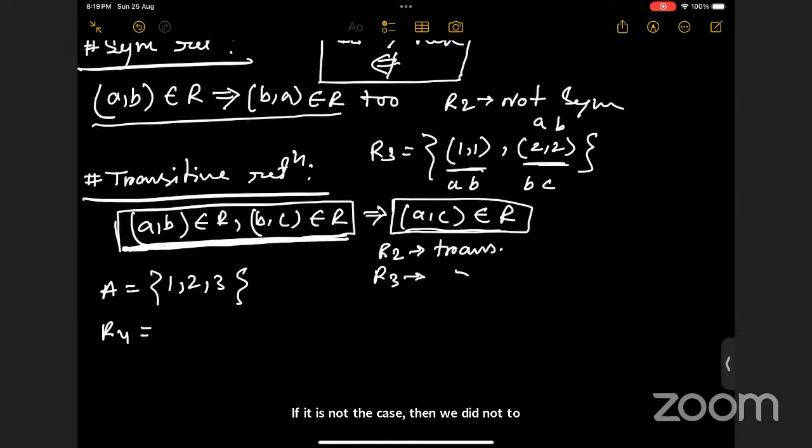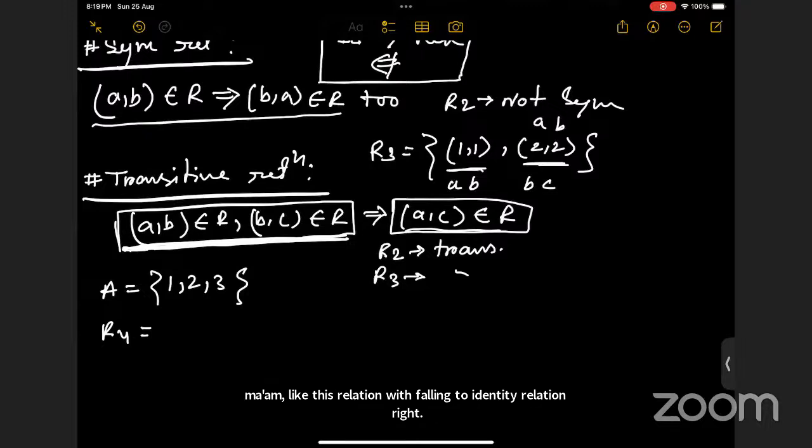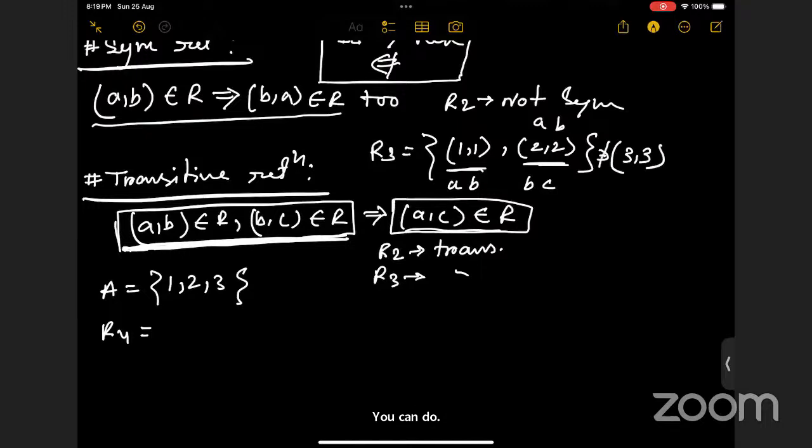So, ma'am, this relation will fall into identity relation, right? No, it is not even an identity relation because 3 is not in the set. In order to be identity, 3 should be in the set, right? It is not identity, and it is not even reflexive. So suppose you add 3, then how will you prove that this is a transitive relation?